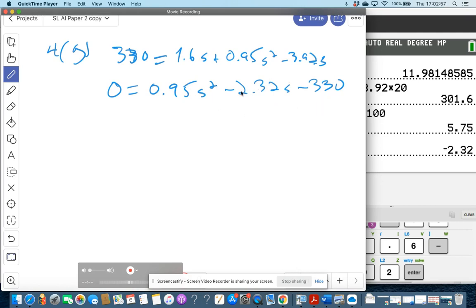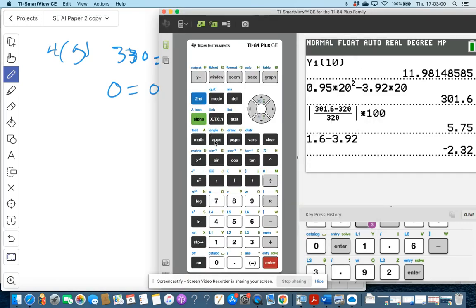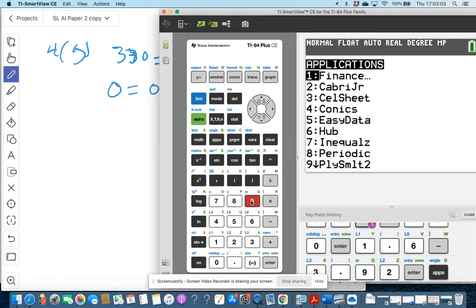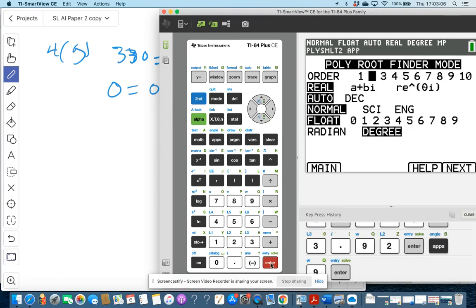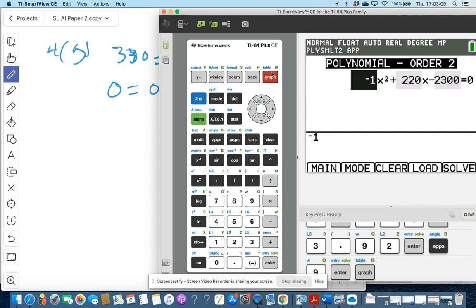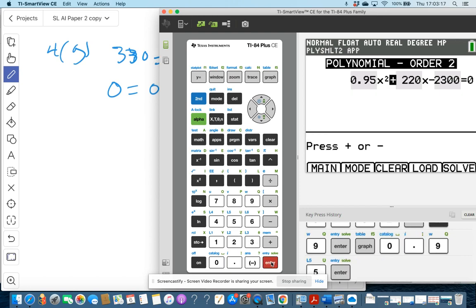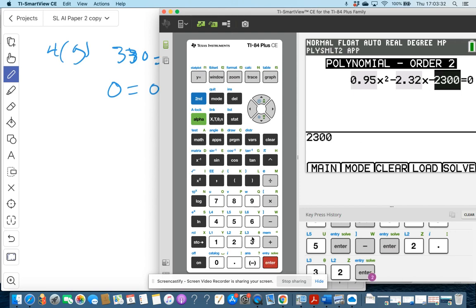I could graph this and find the intersections, but we're going to go to the app. We're going to do it on Polysmelt. I think that's what I actually had in there before were these coefficients. I had 0.95. Yeah, I did. 0.95, enter, minus, or you could say it's negative 2.32, and then minus 330, our stopping distance. Yeah, solve it.